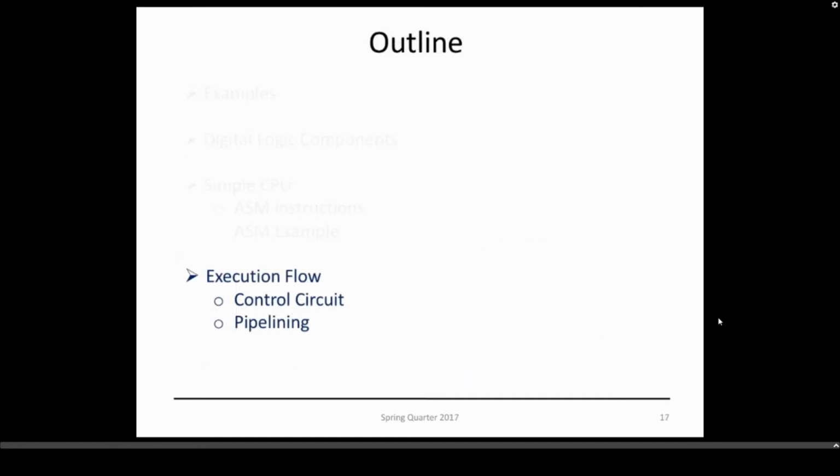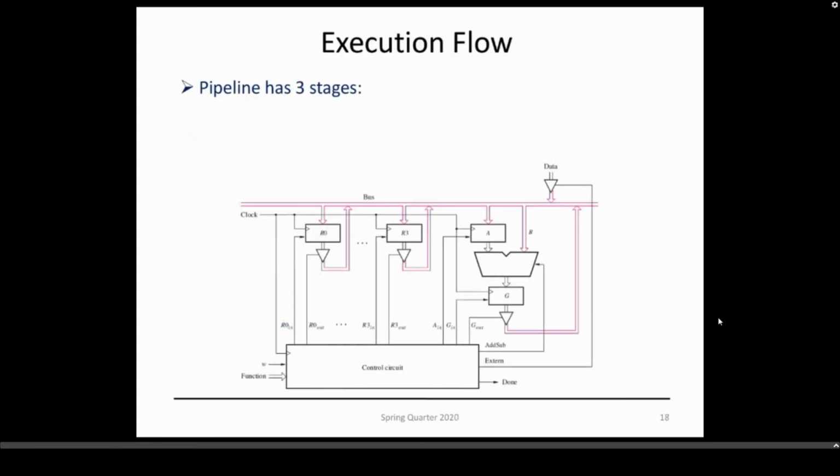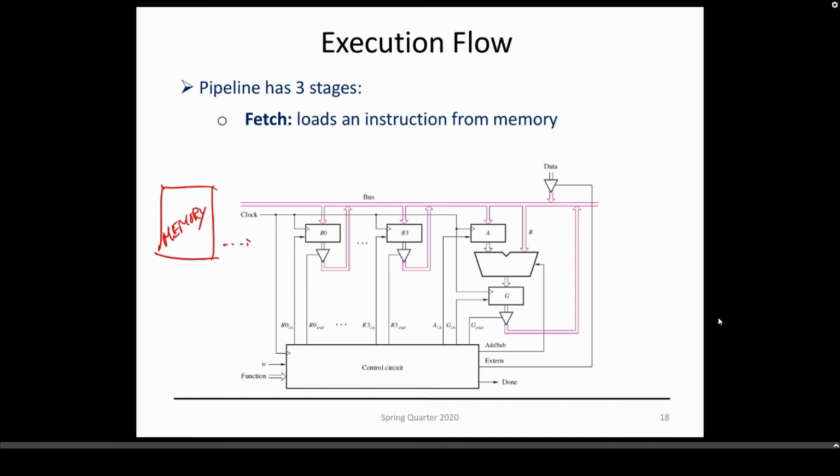So let's go over another concept of execution flow, which is pipeline. And pipeline is 3 stages. We have fetch, which you load an instruction from memory. That means that I will have a memory, external memory over here. This is my memory, and somehow I need to get information from that memory, that instruction, into my CPU.